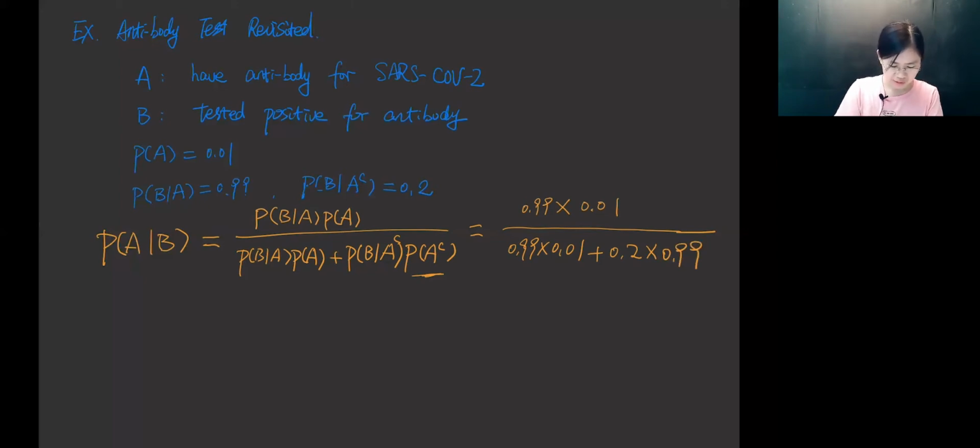Now it's easy to calculate what this is. We can first cancel out all the 0.99s, and you are left with 1 over 21. That's a little bit less than 5%. So that is an application of the Bayes rule.